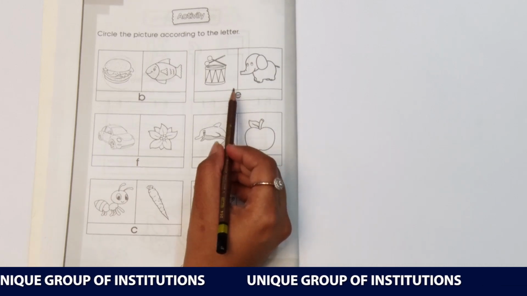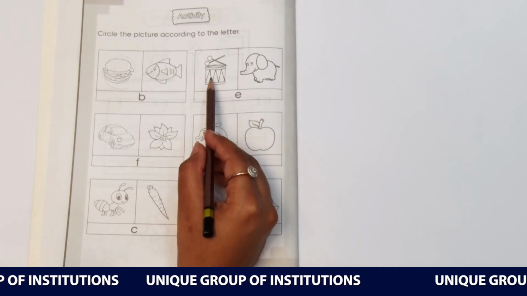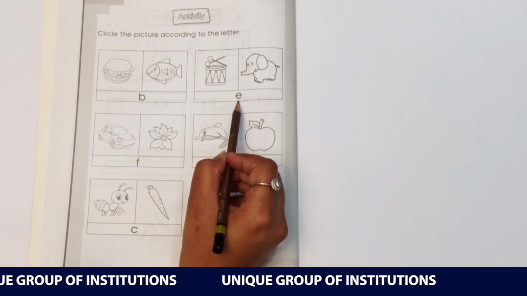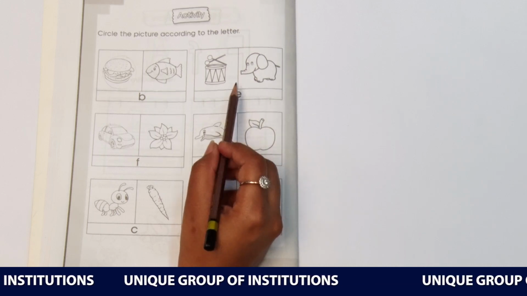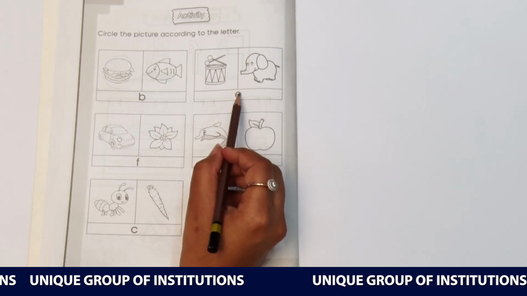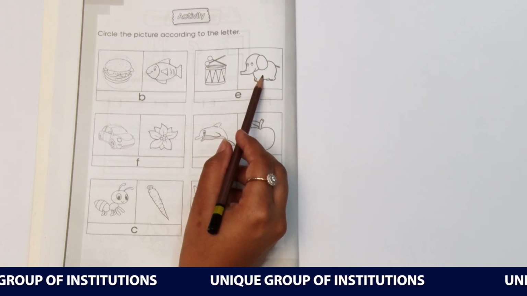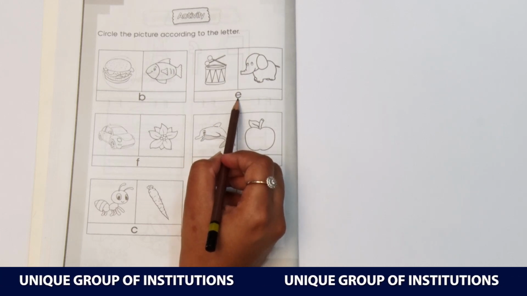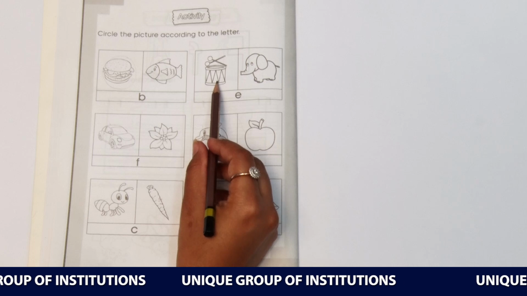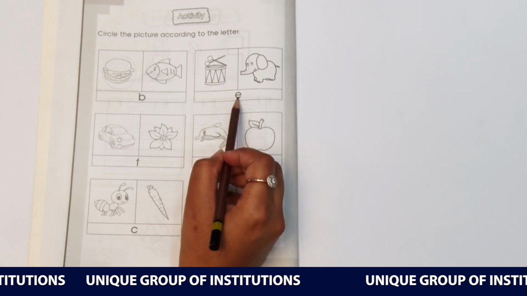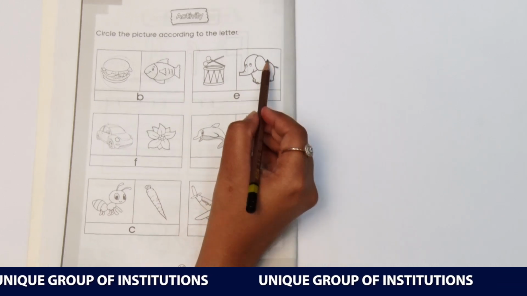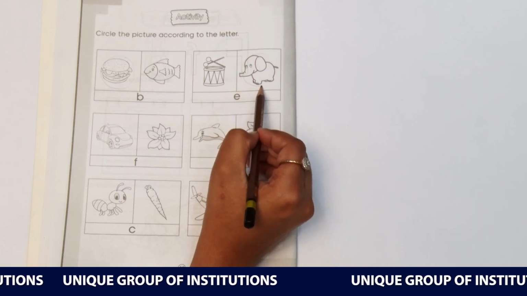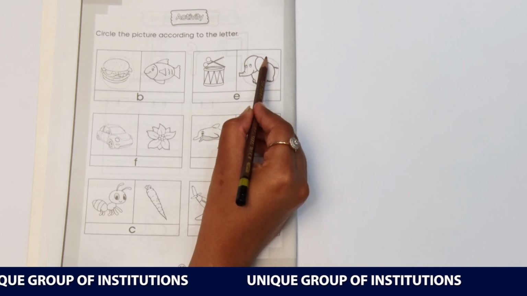Next we have two pictures again, a drum and an elephant. It's the letter E. E, elephant. Drum beginning sound is not E, it's D, D. So we have to circle the elephant here. E, elephant. Very good, my dears.